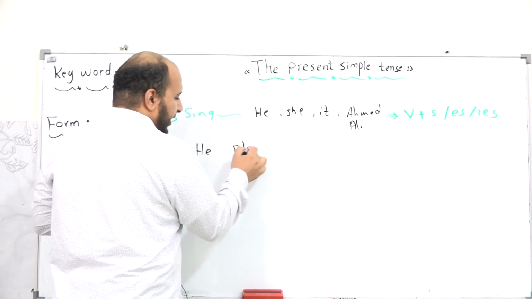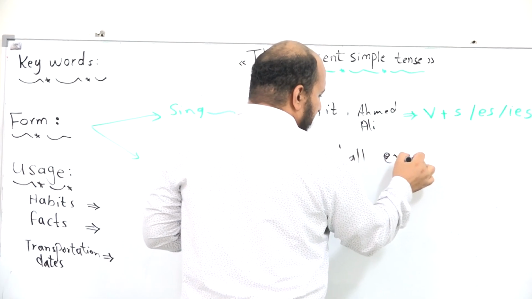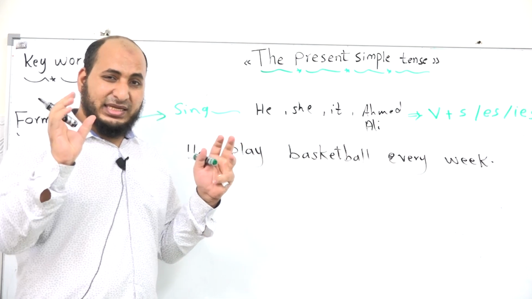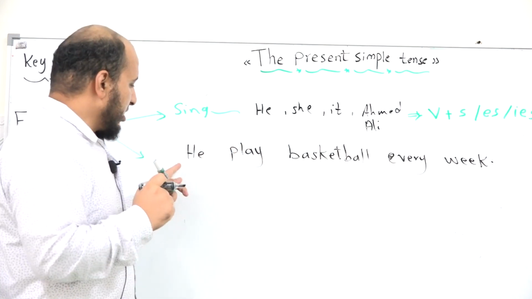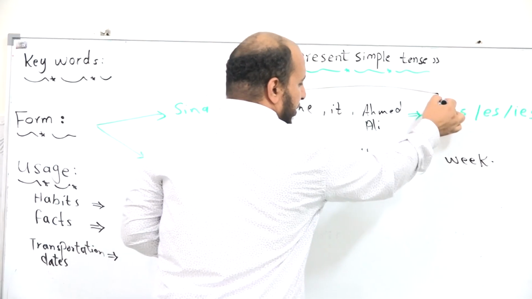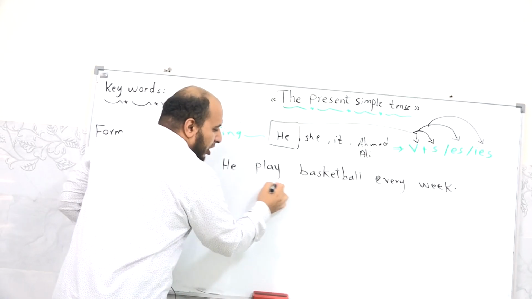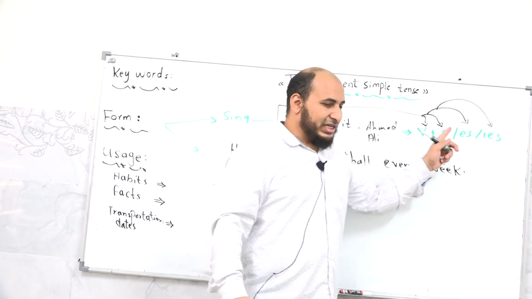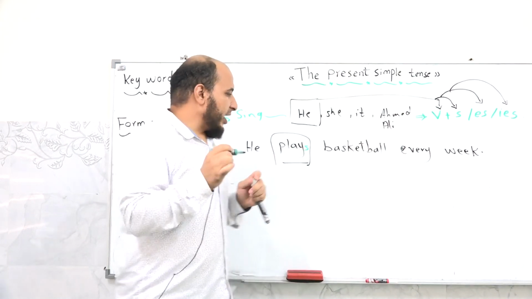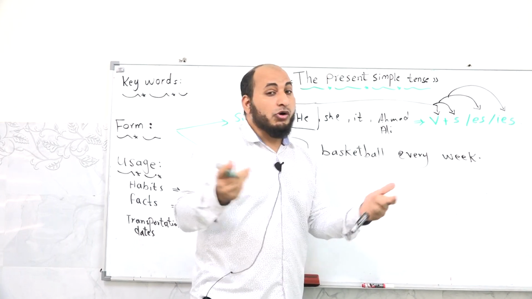He play basketball every week. Who can answer? Is the sentence right or wrong? Who can answer? I think it is wrong. Why? I said here he plus verb plus S or ES or IES, and I didn't put any of the letters S, ES, IES with he. So I should put S. Okay? Okay. And with watch, you can put S or ES or IES.